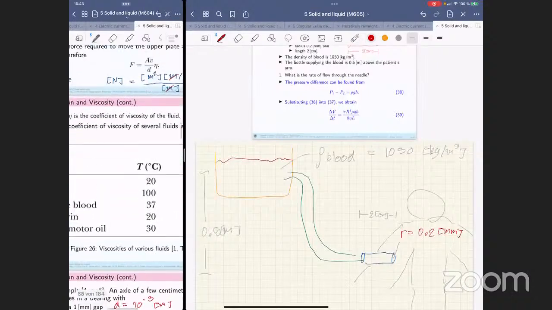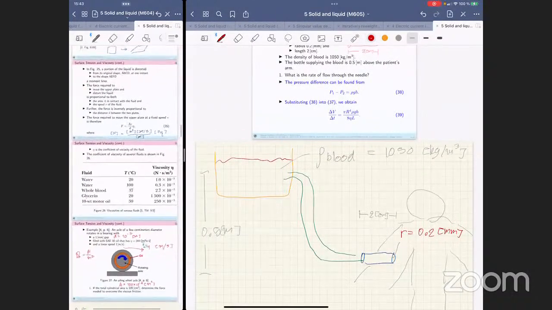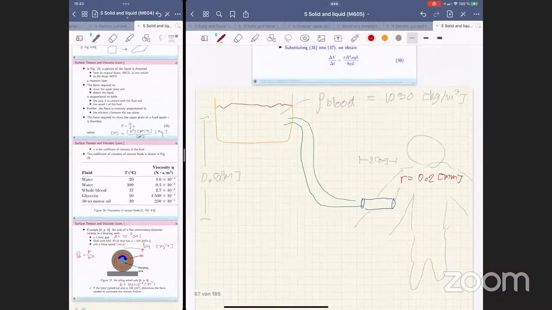Let's get back to the table, and we would see that the blood has a viscosity at the normal body temperature. 37 is not room temperature of 20 degrees Celsius, because the internal temperature of the body is 37 degrees Celsius. It's 2.7. So eta of blood is 2.7 times 10 to the -3 Pascal times second.